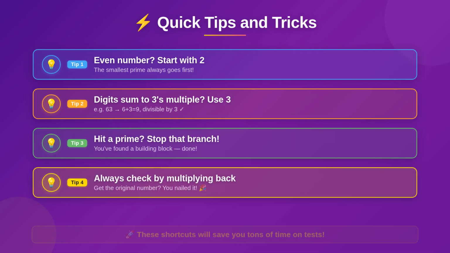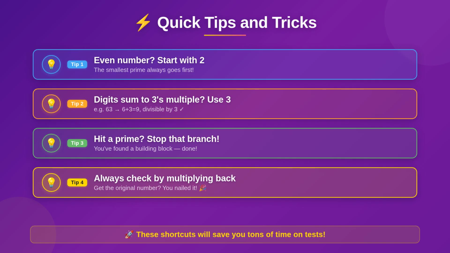First, always start with the smallest prime, which is 2. If the number is even, 2 goes in. Second, use divisibility rules. If the digits add up to a multiple of 3, then 3 goes in. For example, 63. 6 plus 3 is 9, and 9 is divisible by 3, so 3 divides 63.